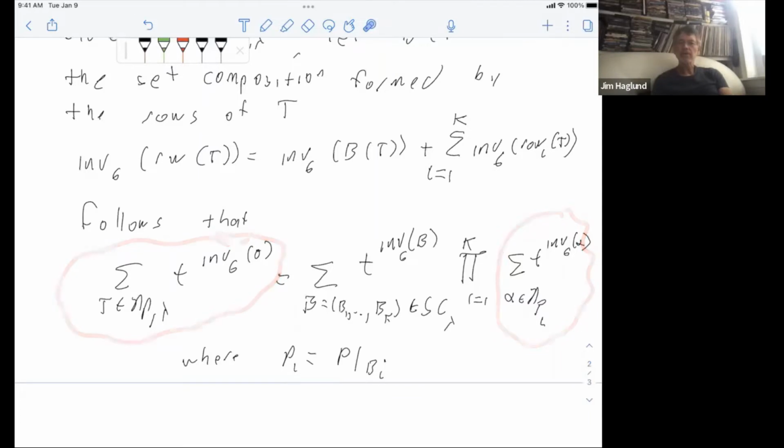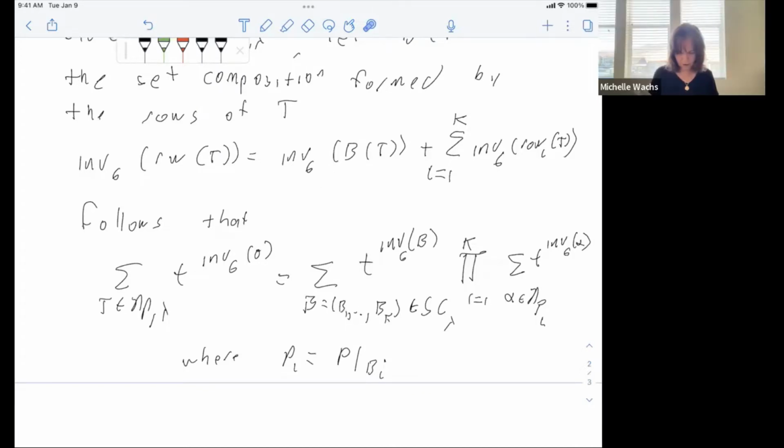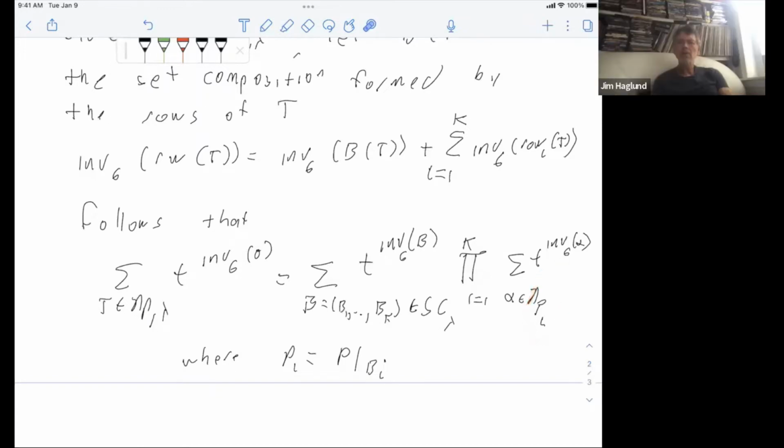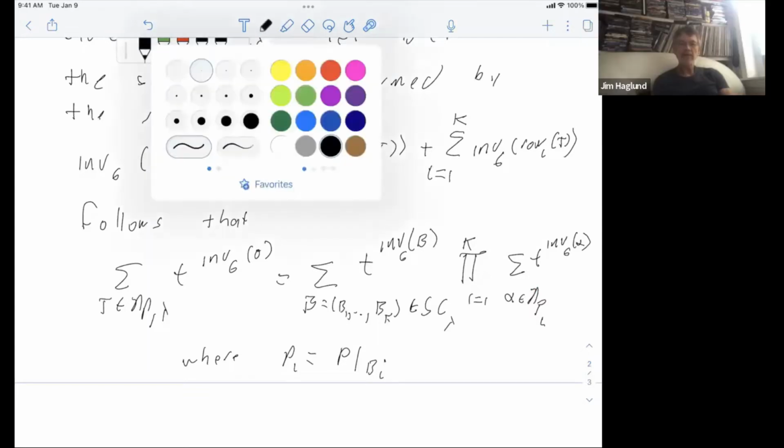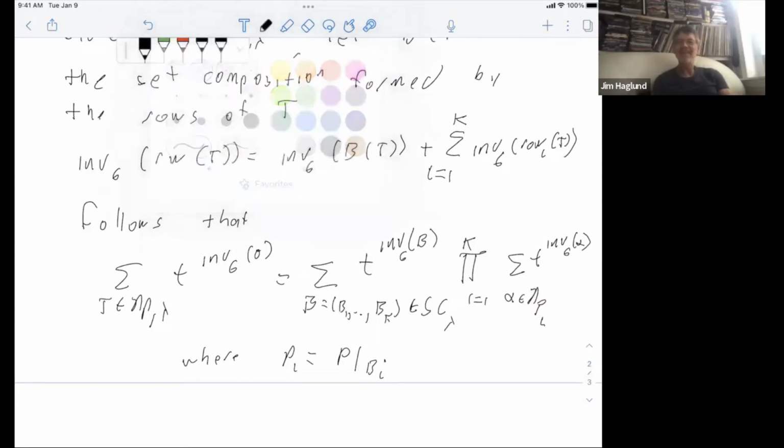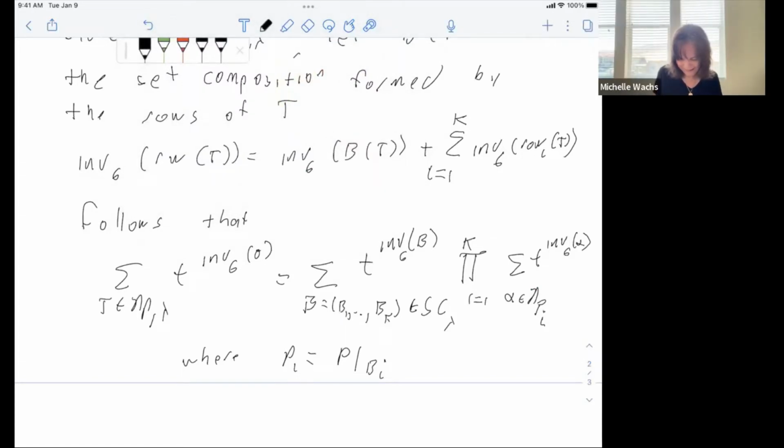Michelle, on the sum on the far right, should that be N sub P sub I? Yes, that should be N, P sub I, where P_I is the restriction. That doesn't look like an I, is it? Looks like an L to me. Oh, thank you. Never mind.